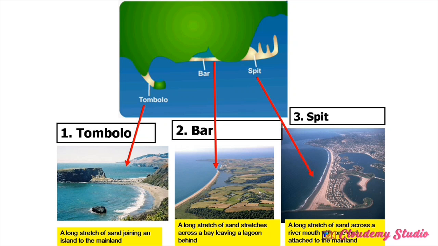Now tombolo is a landform which is like a sandbar which connects an island near the sea to the mainland. Island in the sea to the mainland.